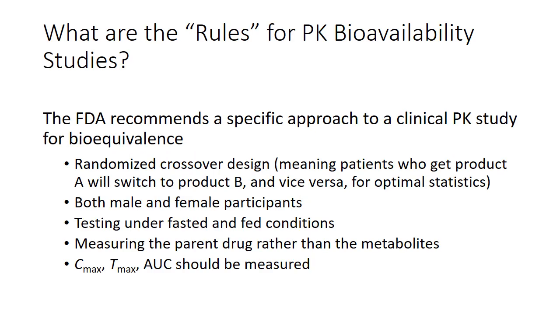So what are the actual rules for pharmacokinetic bioavailability studies? Okay, so there's some ground rules that are expected by the FDA. Again, this is not in vitro, this is a clinical pharmacokinetic study for bioequivalence. Patients should be randomized to product A or product B. It should be a crossover design, meaning patients who get product A will switch to product B, right? And usually there's a washout period where they're not getting the drug.